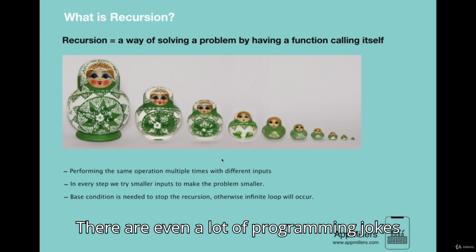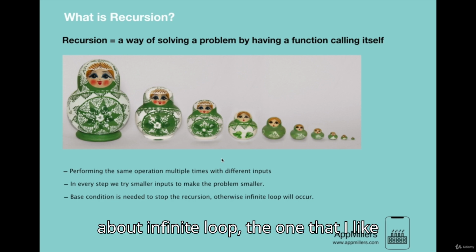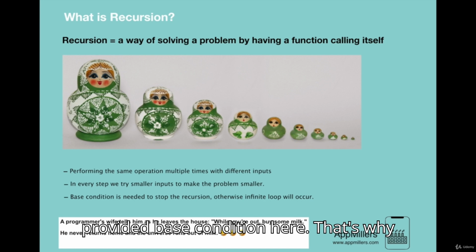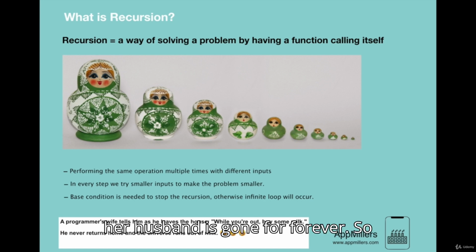There are even a lot of programming jokes about infinite loops. The one that I like most is a programmer's wife tells him as he leaves the house, while you are out, buy some milk. He never returns home and the universe runs out of milk. You see that she hasn't provided a base condition here, that's why her husband is gone forever.